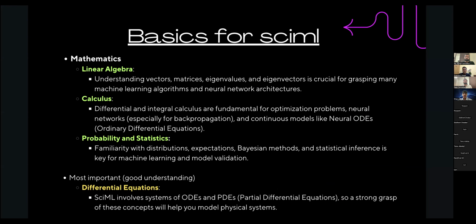So when it comes to scientific machine learning, there are some key areas of mathematics that are good to understand. So let's brush through some concepts that I think are good to have in order to learn scientific machine learning. So first, linear algebra. This includes understanding vectors and matrices, and these concepts are crucial for many machine learning algorithms and neural network architectures. For example, in neural networks, matrices are used to represent the weights, and understanding how to manipulate them helps in optimizing these models.